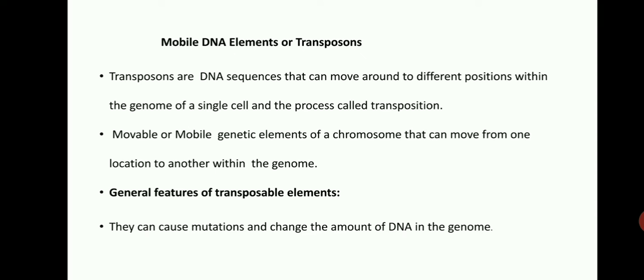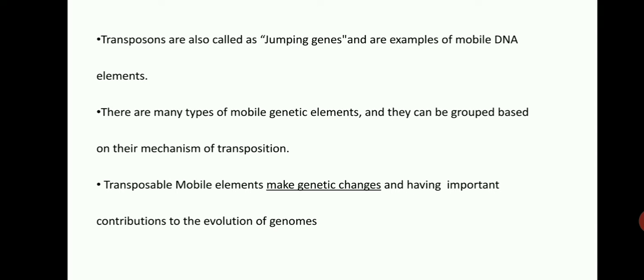So let's see the general features of transposable elements. First, they can cause mutations and change the amount of DNA in the genome. Mutations such as insertion, deletion or translocation change the amount of DNA in the genome, or they alter the genetic identity or the genome size also. So transposons are also called jumping genes and are examples of mobile DNA elements.